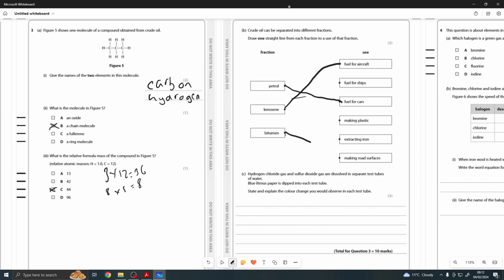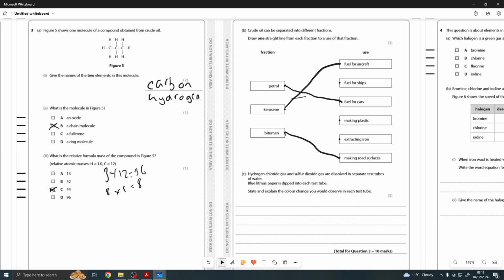So kerosene is for aircraft, bitumen is used for making roads, and petrol is for cars. Make sure you do a nice straight line. Again, make it easy to mark, for your real one, obviously. If you want to annoy me and do squiggly lines, absolutely fine. But for your real one, make it easy for your examiner to mark.